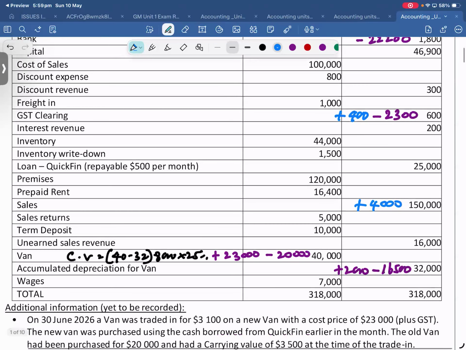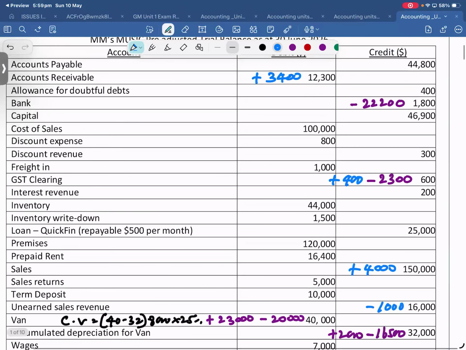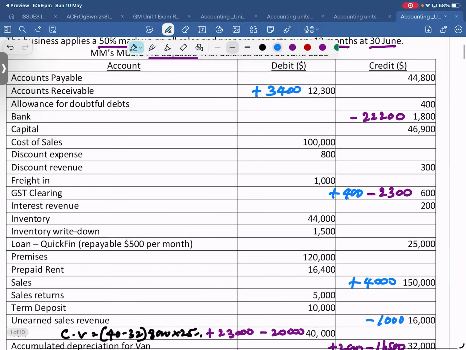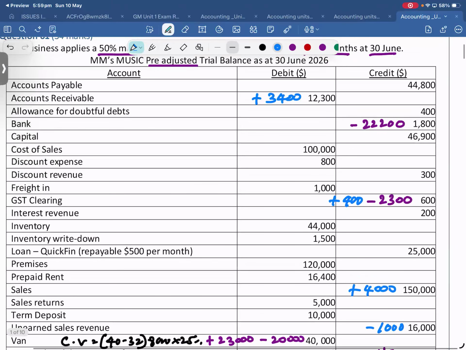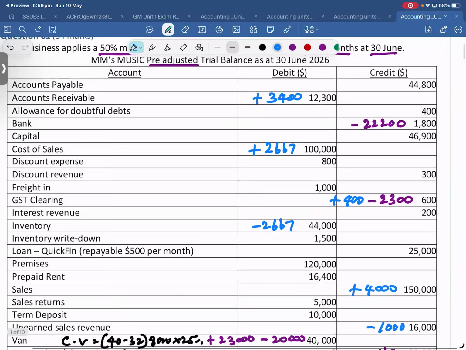Unknown sales minus 1,000. And then cost of sales plus 2,667. And then inventory minus 2,667.